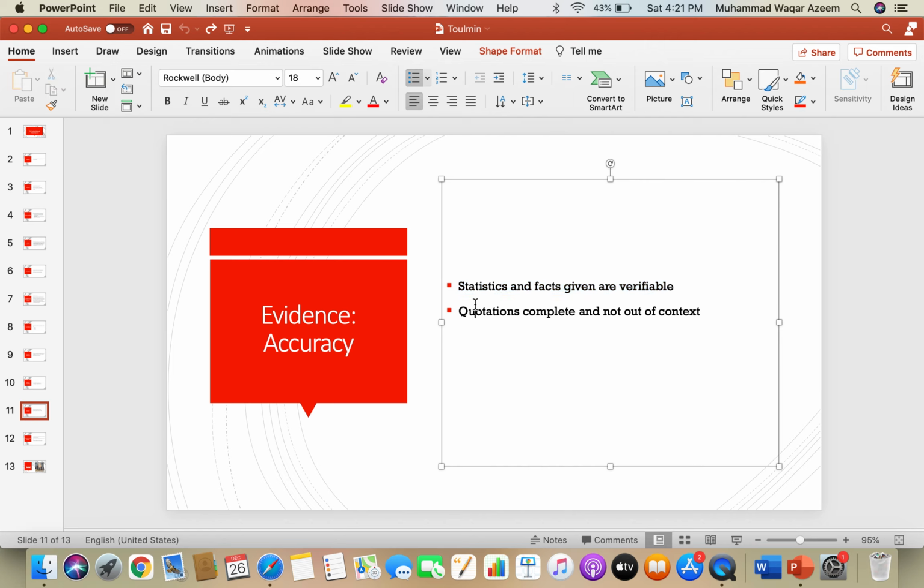Similarly, the quotations that the writer gives should be complete and should not be used out of context. So when you read evidence being produced in an argument, you should look for whether the evidence is sufficient, that is, broad enough, and then whether the evidence is credible. Has it been taken from an authentic source? And then finally, is the evidence accurate? Can you verify it as a reader? If you cannot, you have all the reason to point out that this evidence is weak evidence.